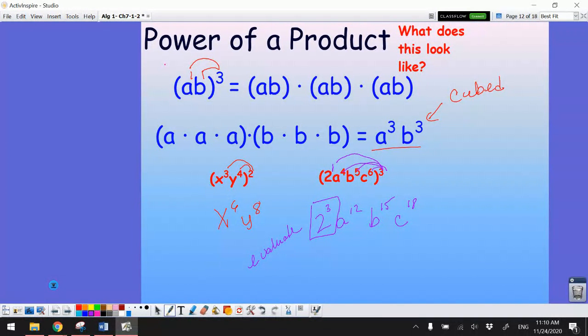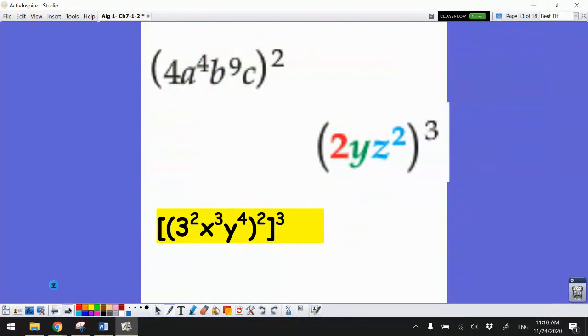So if I take 2 to the third power, that's 2 times 2 times 2. 2 times 2 is 4. 4 times 2 is 8. My answer is 8, a12, b15, c18. Okay, so I need to actually evaluate what that 2 to the third is. If it's a smaller number, we're going to go ahead and evaluate. Okay, hit pause, see what you can do with these.